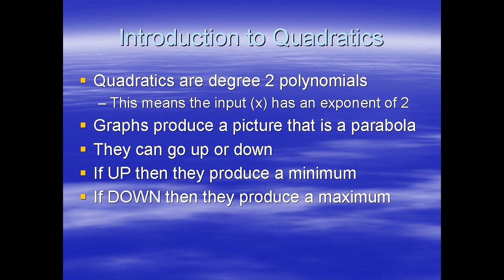So, introduction to quadratics. They're degree 2 polynomials. They produce a picture that is a parabola. That's just the graph name. So they have two things. They can go up or down, and if they go up, they produce a minimum value, and if they go down, they produce a maximum value. I'm going to leave you to think about this when graphing.